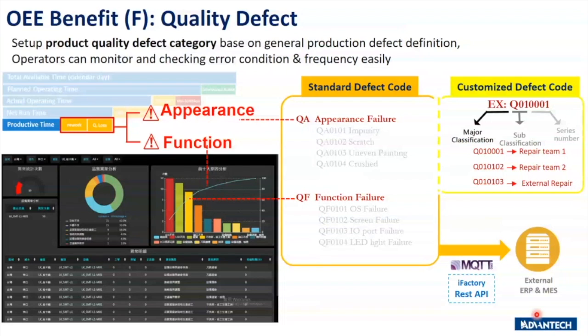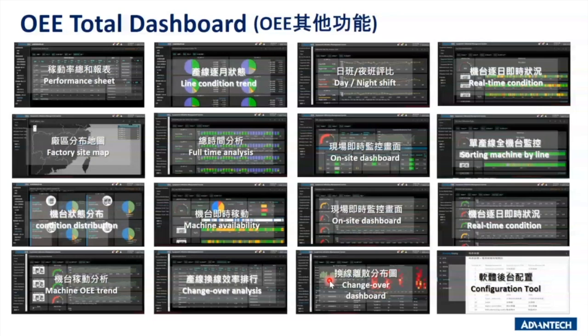So these are the 6 major key features that our OEE platform can help you with. But it's not limited to these 6 key features. We have a lot of ready-built dashboards, as you can see here. I'm not going to go through them one by one, but roughly we can think of things like the performance sheet, the line condition trend, the shift, the real-time condition, the factory site map, which is also important, and the full-time analysis, etc.